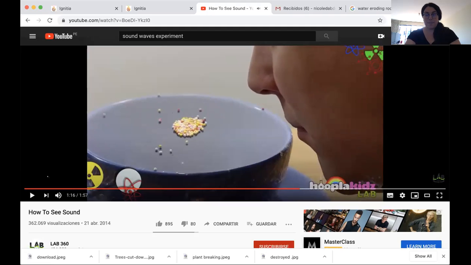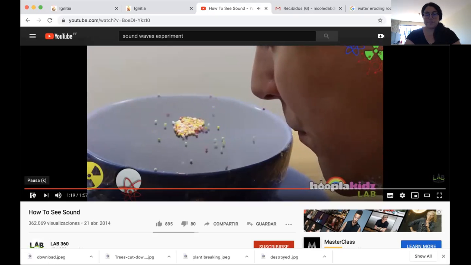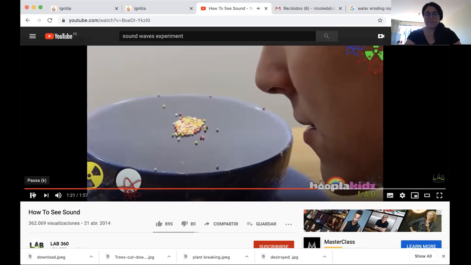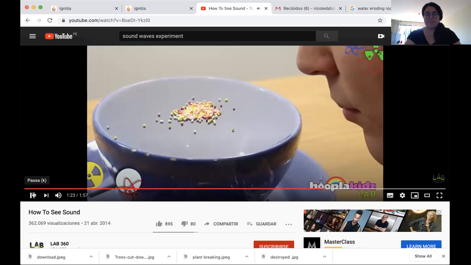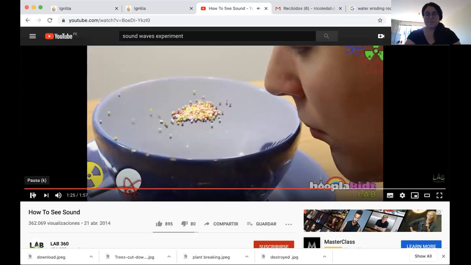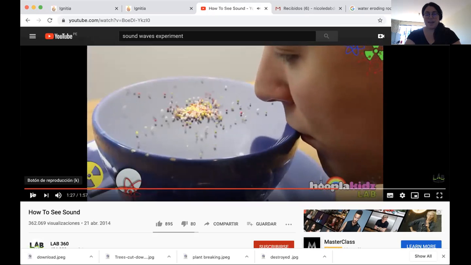Did you see what happened? When he's humming, like making sound, meaning that he's not breathing on top of the sprinkles, still the sprinkles are moving because they're affected by the vibrations in his voice. See? And when he gets closer, they move more.